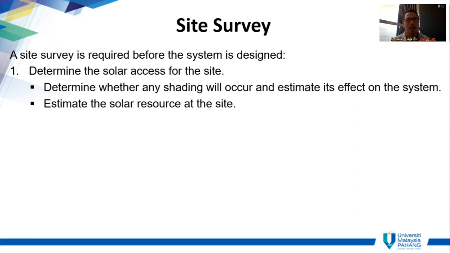So you are going to need the exact solar irradiance data for the specific site where you are going to install your grid-connected PV system. It is very important for you to know that data because you have to determine whether any shading will occur and estimate its effect on the system. Shading or shadow is the biggest enemy of the PV system.